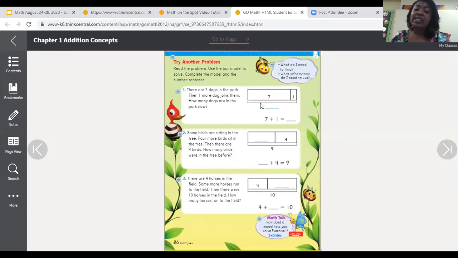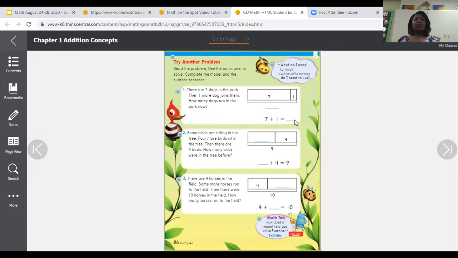So we know that there are 7 dogs in the park. So that's part of the problem. Then 1 more dog joins them. And we have to figure out the whole or the total number. So if I have 7 dogs in the park, and then I add 1 more, I have 8. So under here, my whole or my total is 8. So 7 and 1 is equal to 8. So make sure that I write 8 here, and then I write 8 right here.